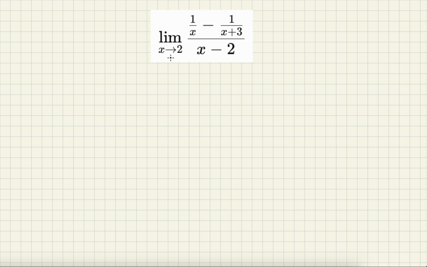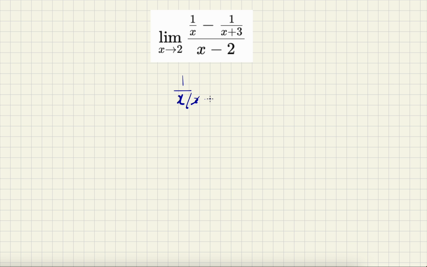In this case, we can't solve using an algebraic identity, or multiply by the conjugate because there's no square root, and we can't use the squeeze theorem because there's no trigonometric function. In this case, we'll do something different, and we can actually find the common denominator. So we simply find the common denominator for the numerator. In this case, we have a common denominator of x times x plus 3.